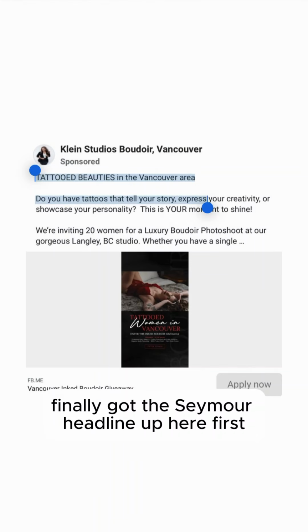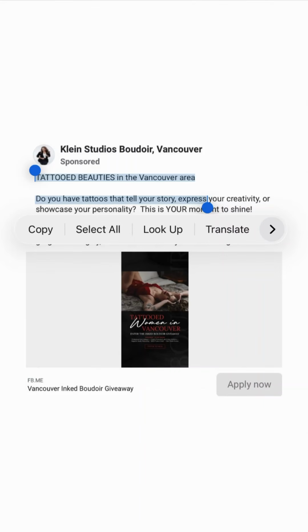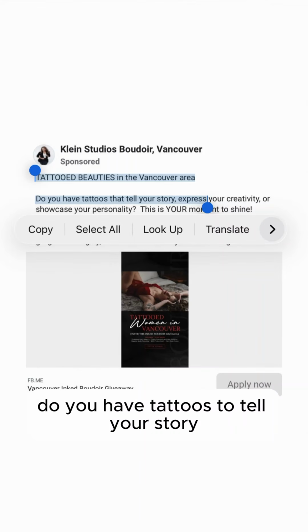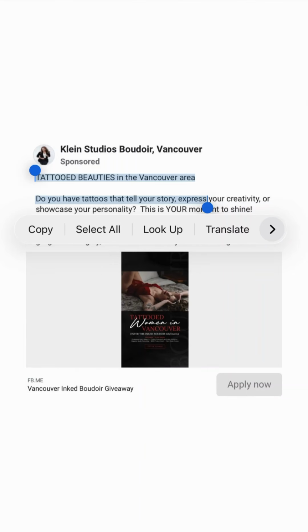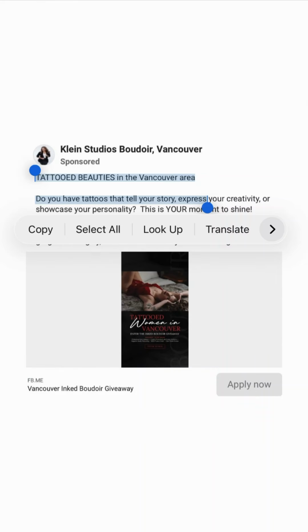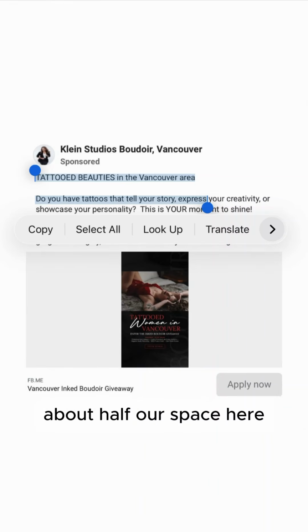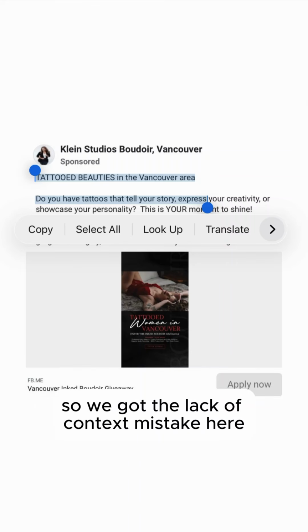Finally, we've got the See More headline up here. The first 2 3/4 lines in the Facebook mobile news feed: Tattooed beauties in the Vancouver area. Do you have tattoos that tell your story? All right, that is nice and specific. But we're literally wasting more than about half our space here because it's blank. So we have the lack of context mistake here.